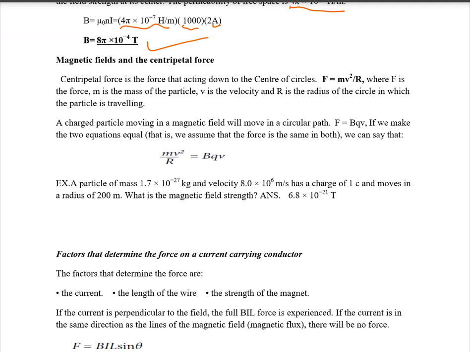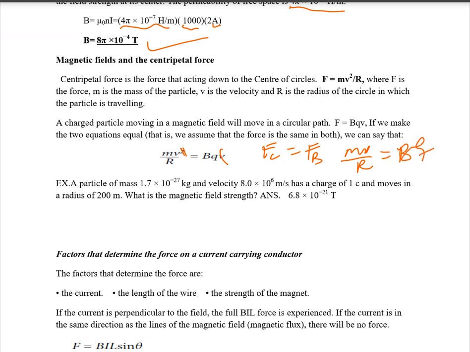The other thing is magnetic field and centripetal force. These two have a relation, because when a charged particle is moving in a magnetic field, it moves in a circular path, and to move in this circular path there is a centripetal force which makes the object move in a circular path. Therefore, Fc is equivalent to Fb, and Fc is mv squared over r, and Fb is what? Bqv, and v is cancelled by this v, and finally you get what? mv over r is equal to Bq.